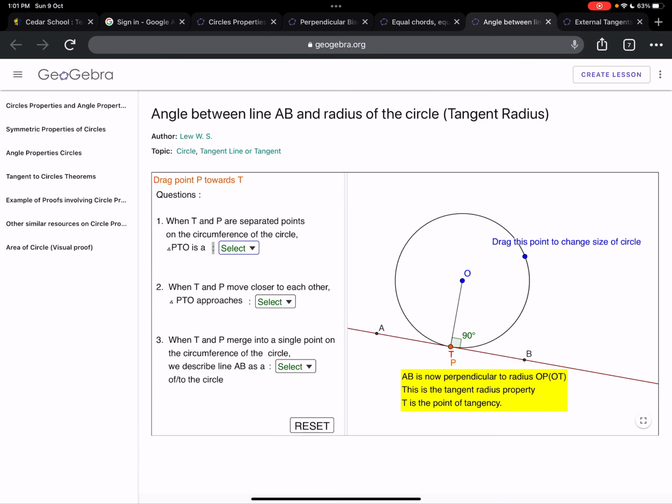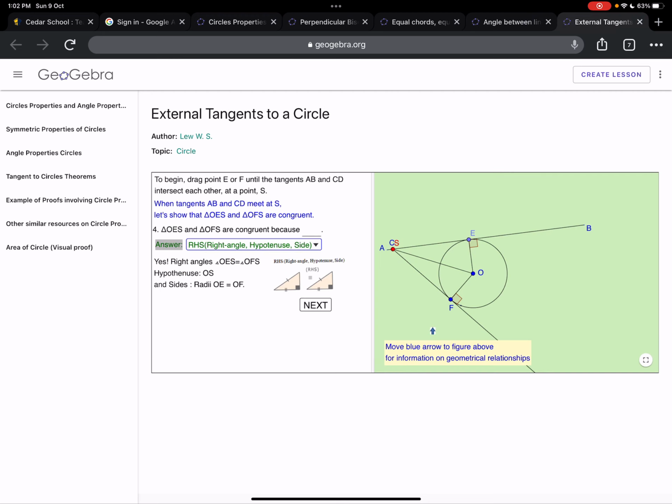So let's look at this. If I draw a tangent to a circle, in this diagram APB represents a tangent and OT represents the radius. You can see that the angle between them is 90 degrees. If you draw two tangents from an external point A, let's say, the two tangent lines AE and AF are going to be equal in length.